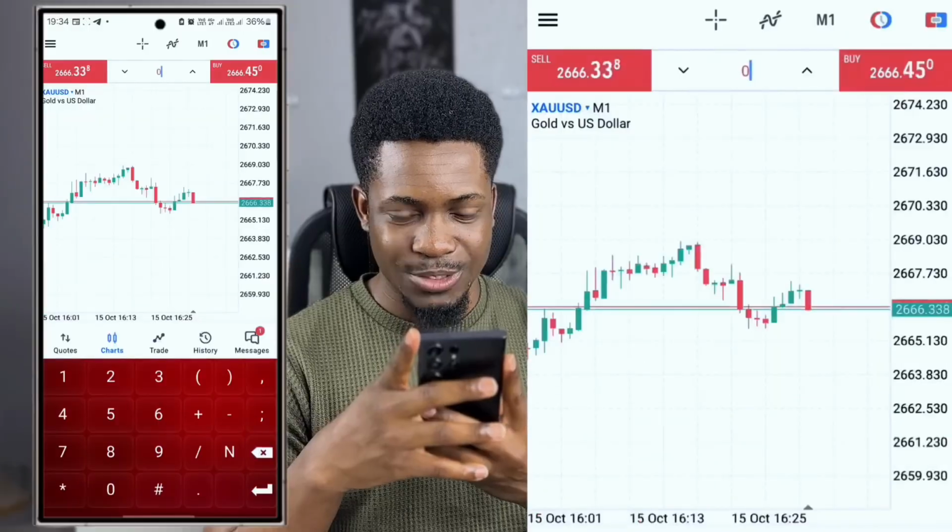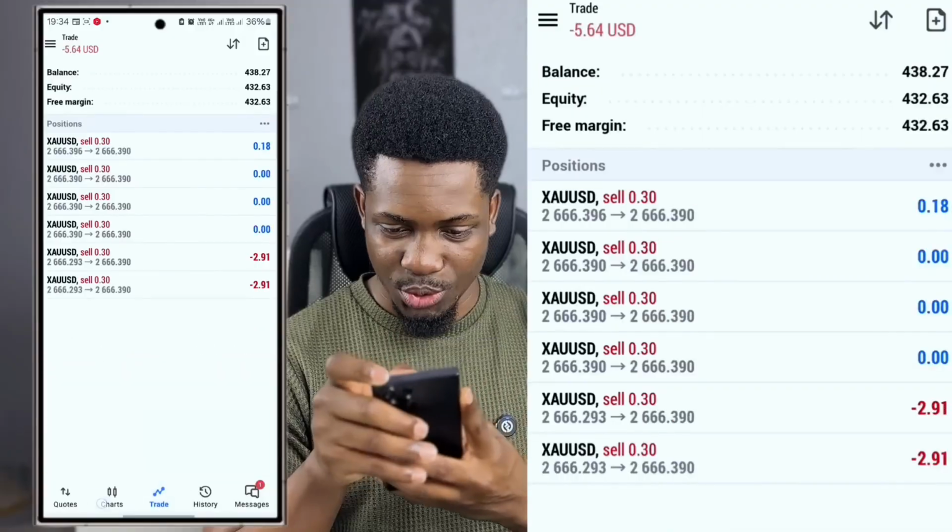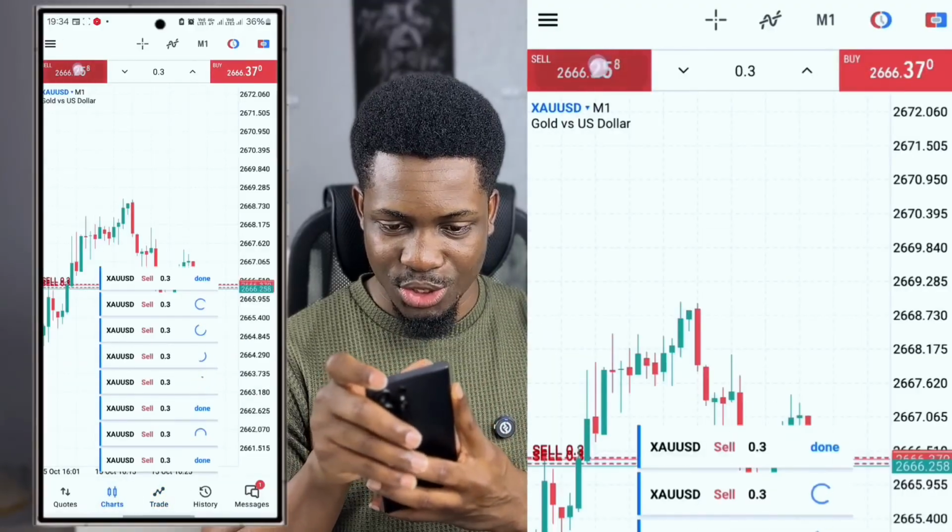Let's use 0.3 this time around. It's okay. Let's use 0.3. So we can easily just storm into this particular trade. Okay, we can easily just storm into this particular trade.